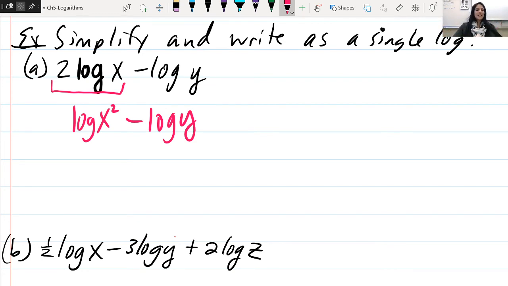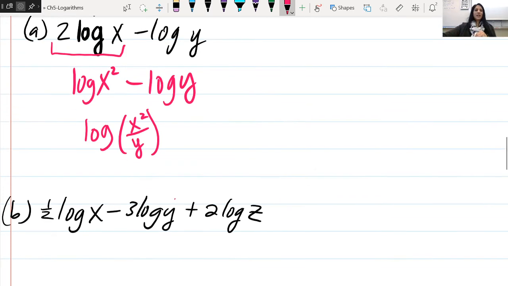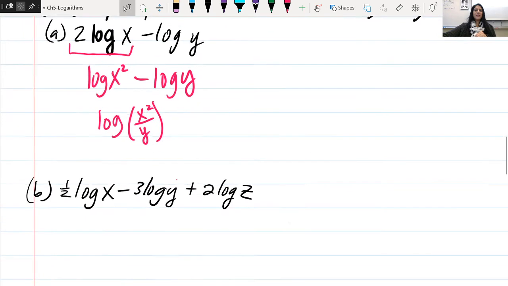What's the last thing to simplify this? Our goal is to try to get it to a single log if we can. So what is it as a single log? Yeah, log x squared over y. So we're just taking them and putting them together using the quotient rule like in the last one. Good? Okay, then go ahead and do B on your own if you haven't already done so.